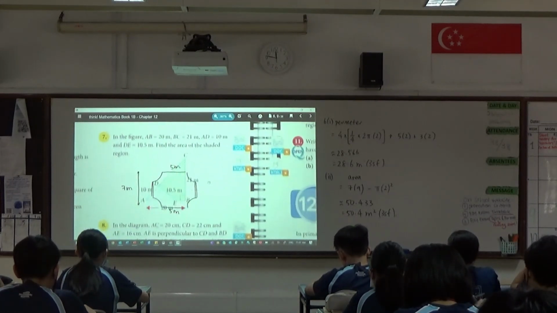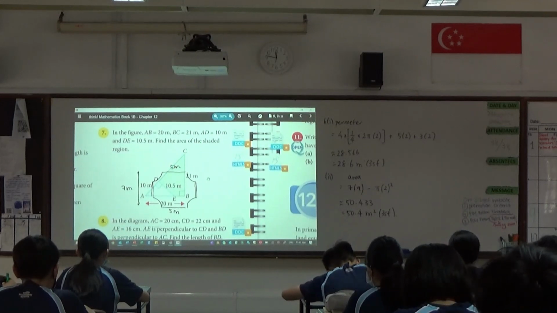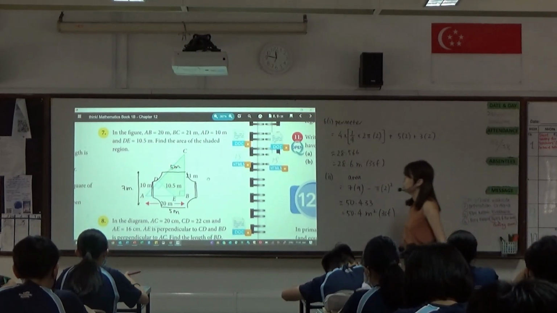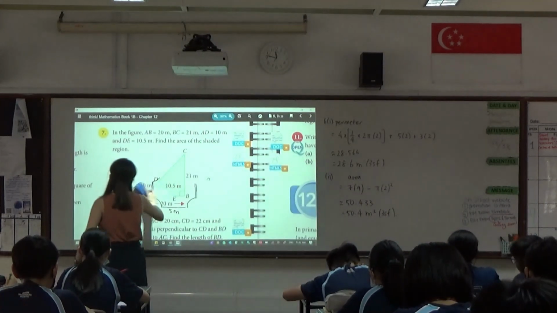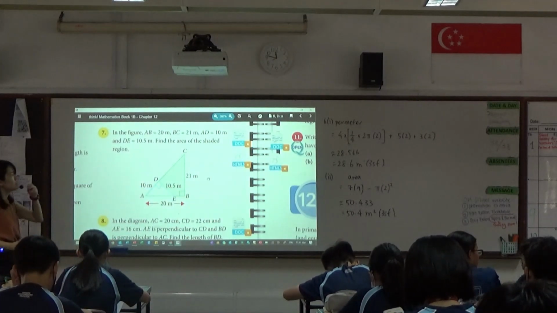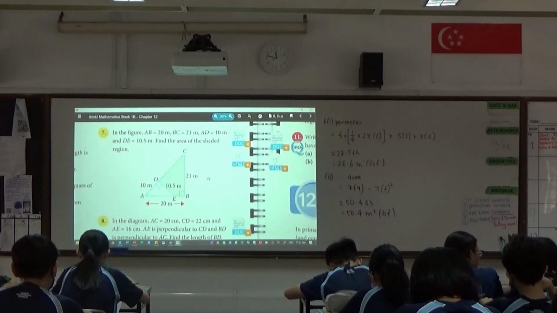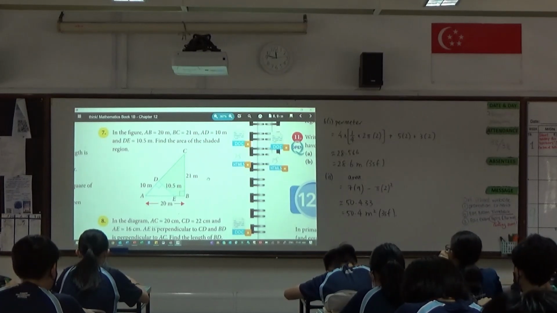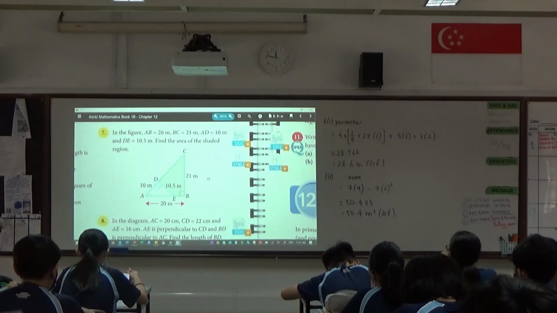Okay, moving on to question 7. Question 7, we want to find the area of the shaded region. So Aman, can you try this again? Area of shaded region, what will your plan actually be? How will you find the area of shaded region?